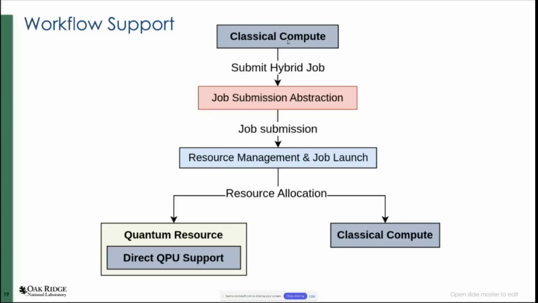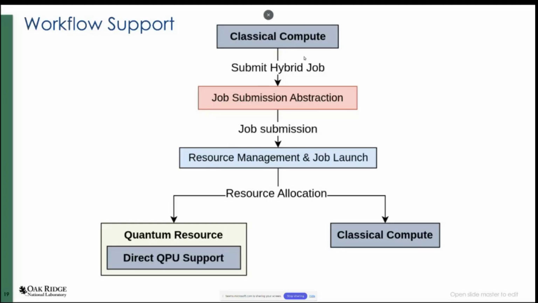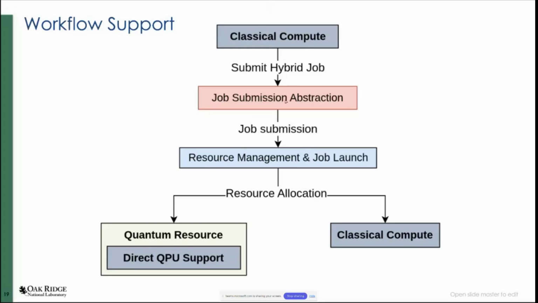The idea is you have a classical compute that could be on-prem or some laptop or whatever, outside the security zone of the quantum resource, or it could be within the security zone of the quantum resource, that submits a hybrid job. We want to have some sort of job submission abstraction so that we don't re-implement the way we describe quantum resources.